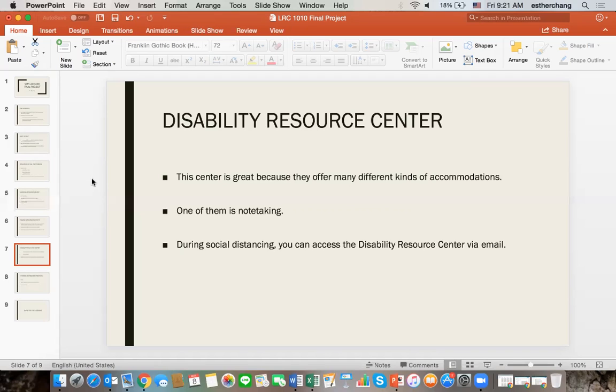During social distancing, you can access the Disability Resource Center via email. You can find a lot of information such as phone number, email, location on Google, and the other kinds of accommodations they have, and you can contact them to see how you can access them during social distancing.